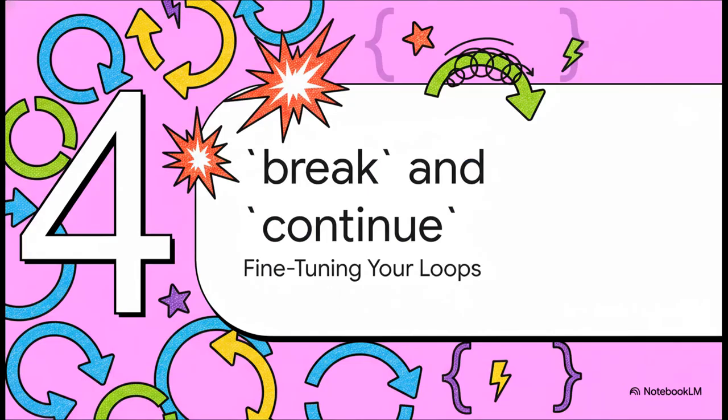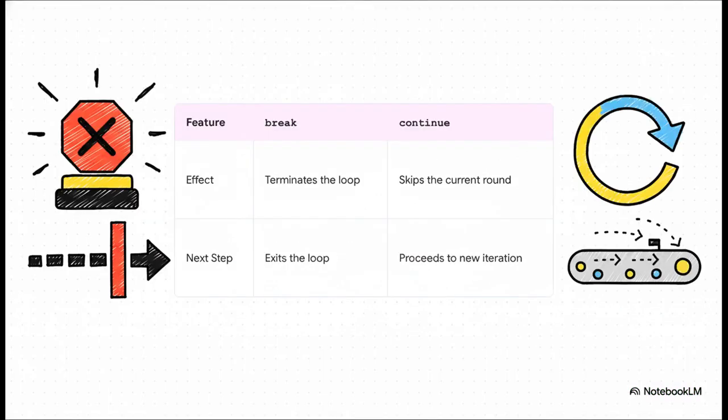Okay, we've got our 3 main loops, but what if we need more control? What if we need to bail out early, or maybe skip a specific step? These aren't new loops, but think of them more like power-ups for the loops we already know. Let's break these down. Break is your emergency exit. It completely terminates the loop, right then and there, and your program jumps to the very next line of code after the loop. Continue is different. It doesn't exit the whole loop. It just says, hey, skip the rest of this one iteration and jumps right back to the beginning of the next one.